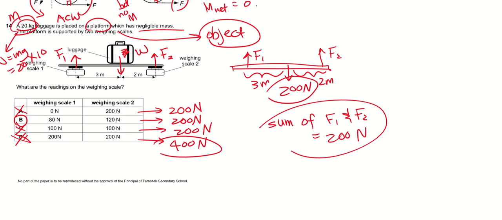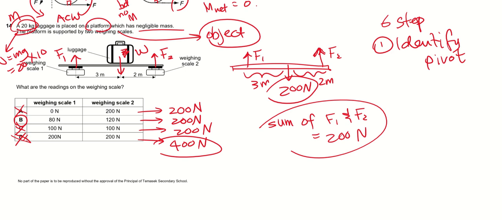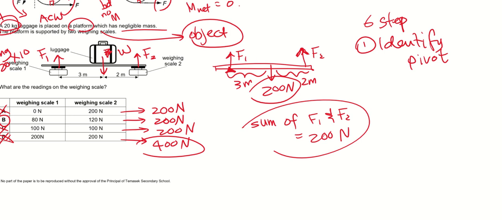Okay, so for moments, we do a 6-step process. So step 1 is identify the pivot. Now there are two supporting points, so there are actually two pivots. Okay, so maybe I choose weighing scale 1 to be the pivot. Okay, so I choose weighing scale 1 to be the pivot.